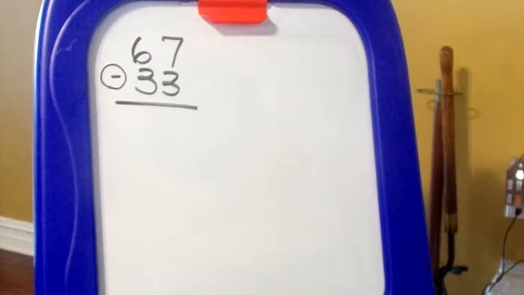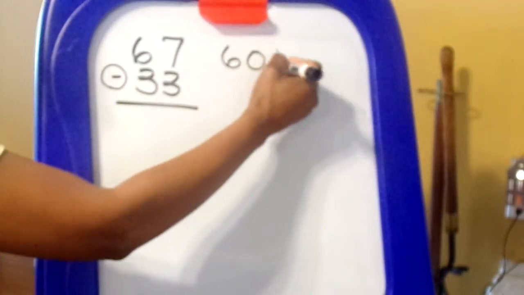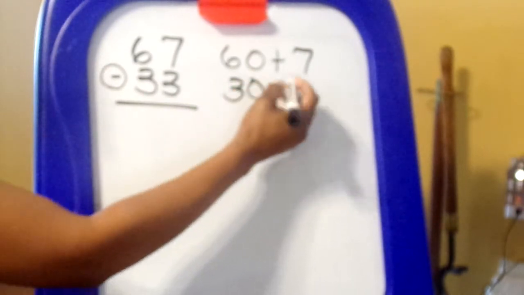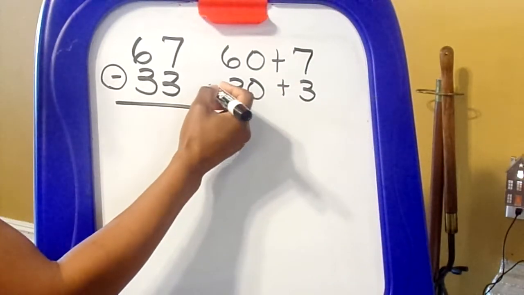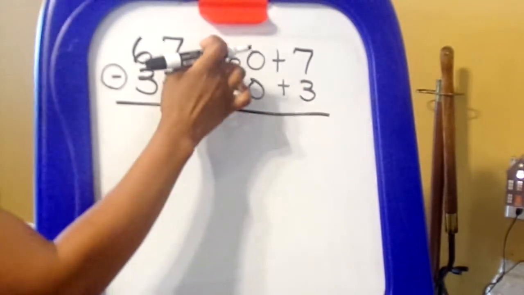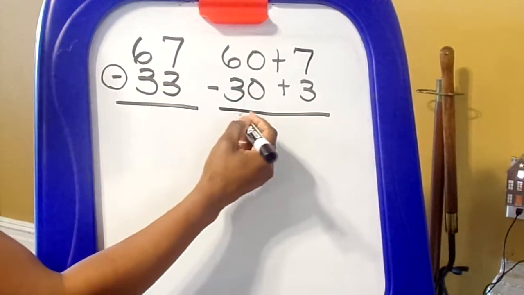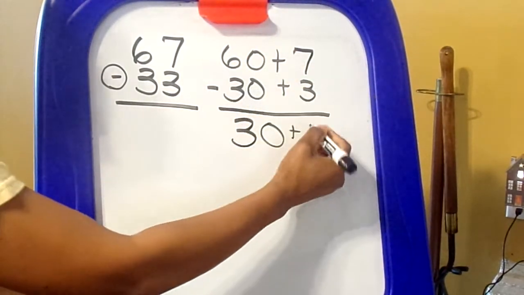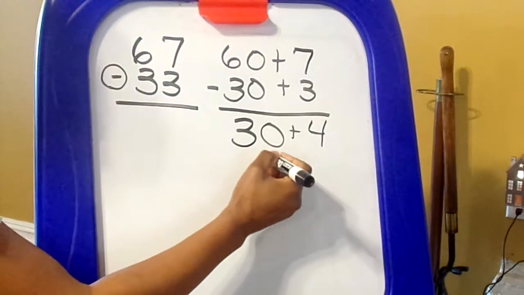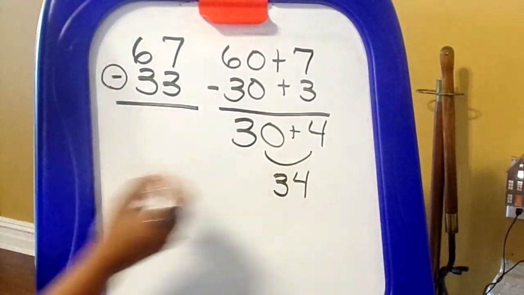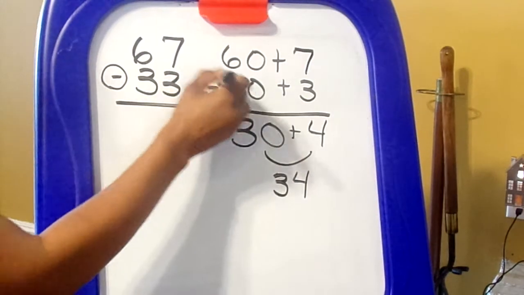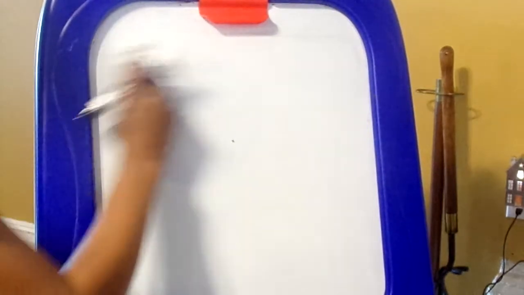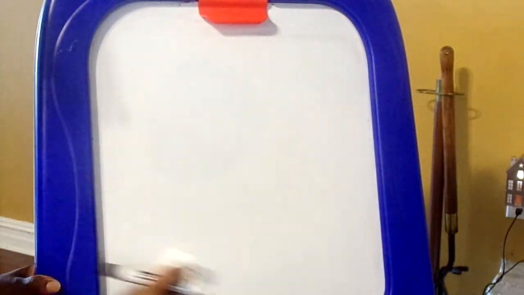So 67 would be 60 plus 7, and 33 would be 30 plus 3, and I'm subtracting. So then 60 subtract 30 would be 30, and then 7 subtract 3 would be 4. And when I put them together, I get 34. Remembering that I am subtracting in that case. All right, and this again is without regrouping.